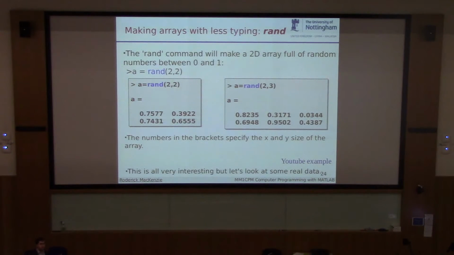If you want a 2 by 2 array of random numbers, you just go A equals rand(2, 2), a 2D array of random numbers. Or if you want a 2 by 3 array, A equals rand(2, 3).